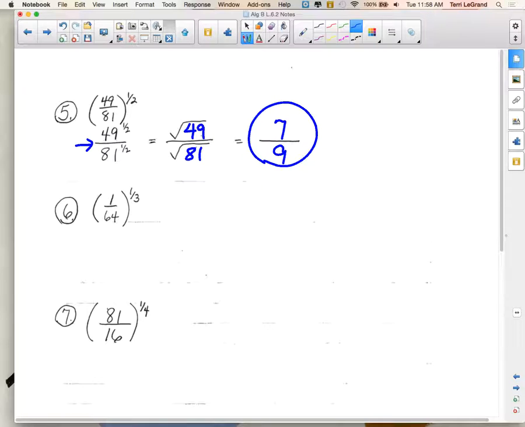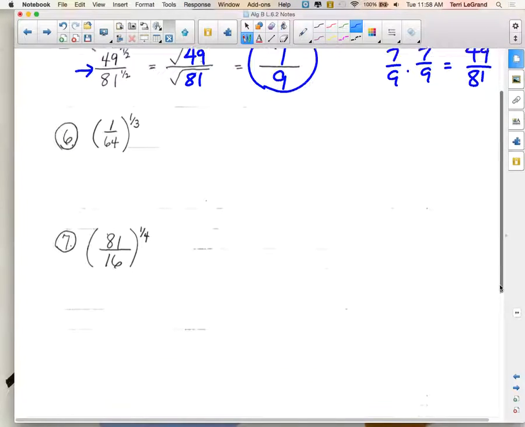So what we're really saying here is we found the half power of 49/81. In other words, our answer now, if we take it times itself n number of times, which would be 2, if we took 7/9 times 7/9, would we get back to 49/81? Is 7/9 times 7/9 49/81? Yes. We were really looking for the square root of 49/81, and that happens to be 7/9. Okay, you go ahead and try number 6 then now on your own.